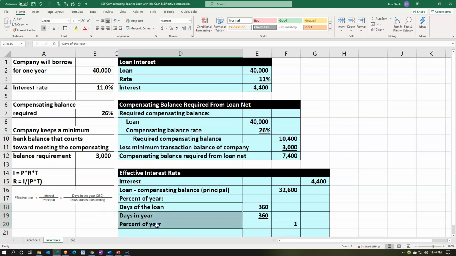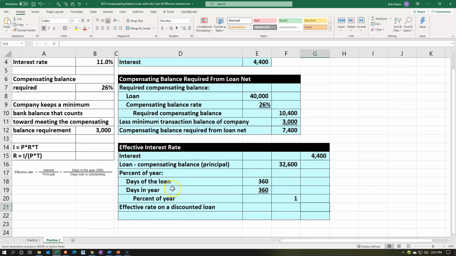Let's go ahead and indent these. We're going to go to the Home tab, Alignment, Indent. I'll indent it again, Home tab, Alignment, Indent. And that'll give us the effective interest rate on the loan. I'm sorry, let's have a subtotal here, on the outside, which is going to be the 32,600 times 1, which is P times T. And then we'll have the effective interest rate on the loan.